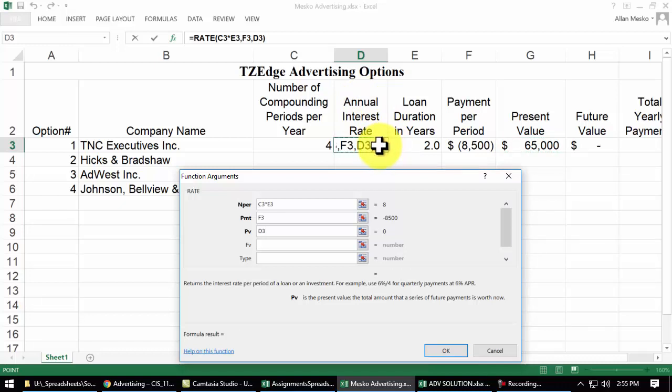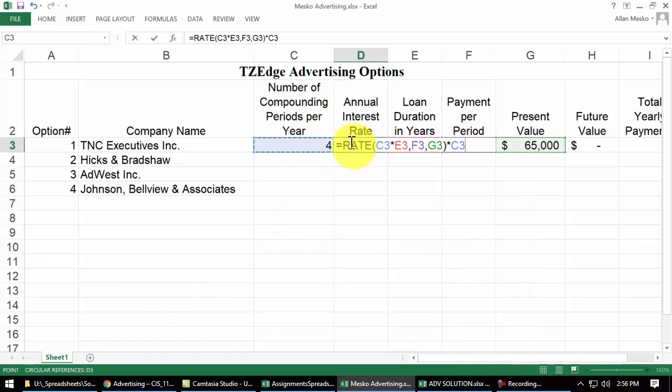We're going to want to multiply that thing by the number of periods per year, right? So here's what we want to do. For the number of periods, we want C3, this 4 times a year, times E3, which was the 2 years. For the payment, we want what's in F3, which was the $8,500, negative. For the present value, we want the amount we're borrowing, which is G3.